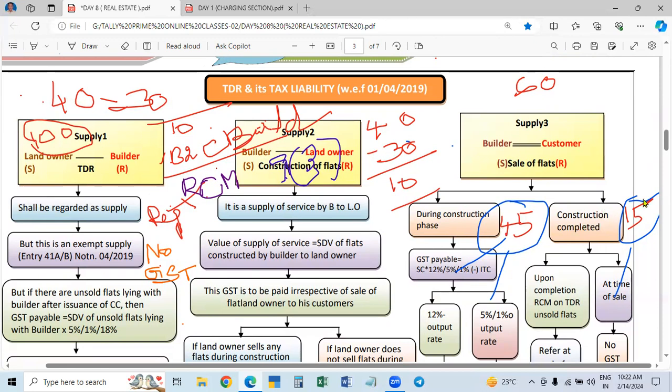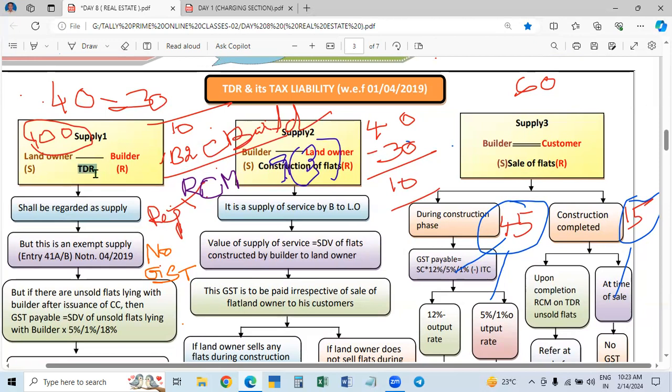That's why at the time of sale, there is no tax. Before that, after completion, this has to be paid. So on the TDR, that is the development right of the 15 leftover flats, the tax is payable. Here the problem is, who has to pay? The TDR is given by the landowner to the builder. So the landowner is the supplier. Actually, the supplier has to pay. The builder is the recipient.